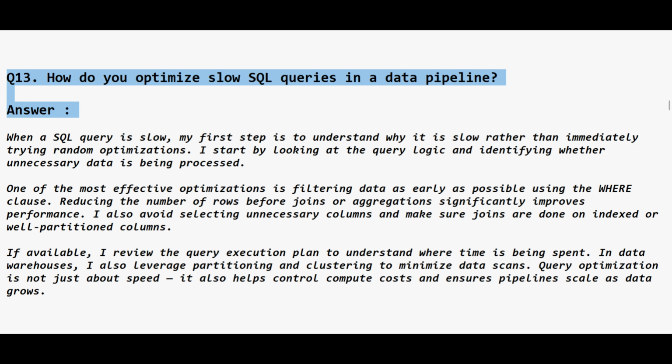It also helps control compute costs and ensures pipelines scale as data grows.